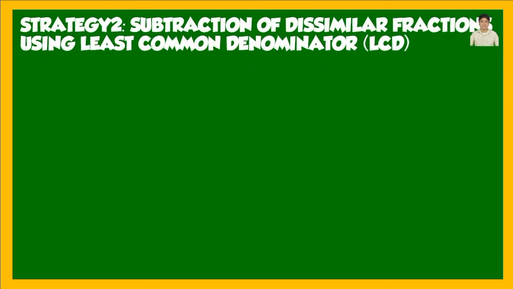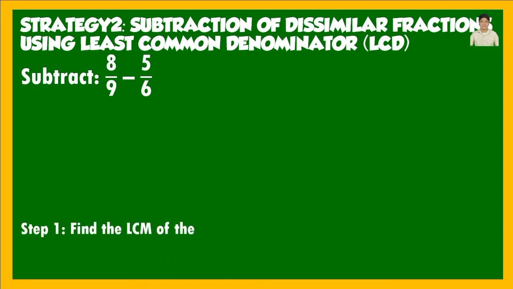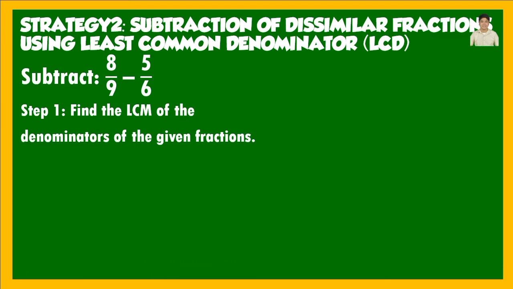Next, subtraction naman. So, we have 8 over 9 minus 5 over 6. Find the LCM of the denominators of the given fractions. So, LCM nung 9 and 6. So, 9 and then 6. Lista natin 9, 18, 27, 36, 45, 54. Ayan, yan muna. First 6.